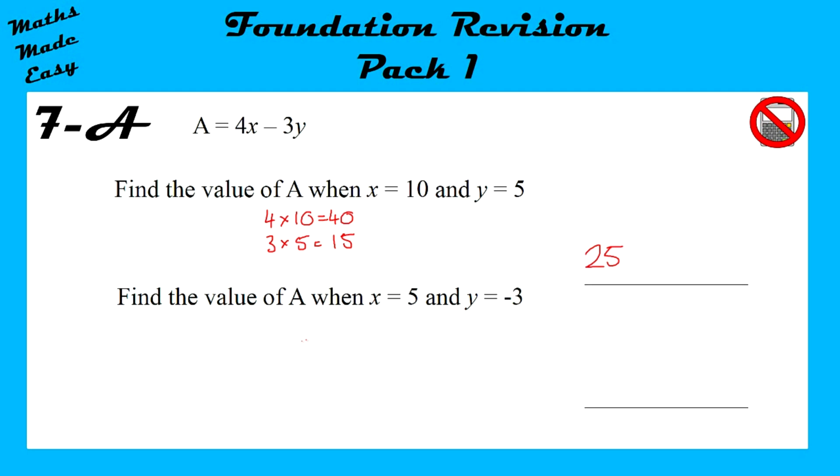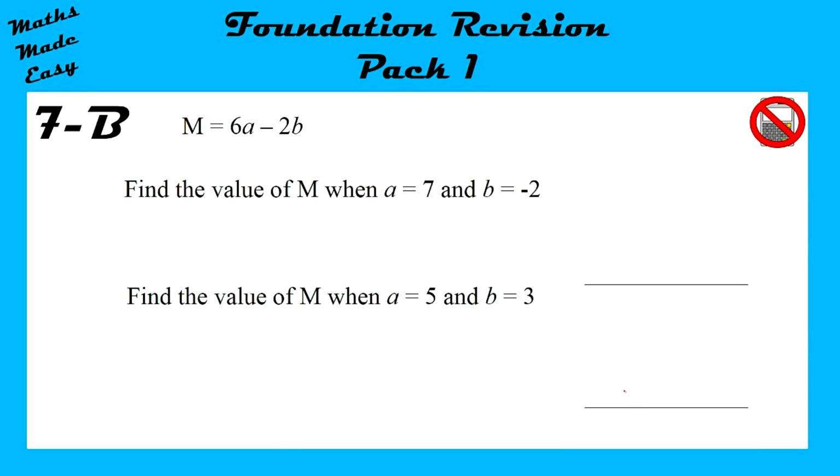To find the value of a this time when x is 5, I'm going to do 4 times 5, which is 20. And I'm going to do 3 times y. Now y is negative 3, and that gives me negative 9. And 20 take away negative 9 gives me a value of a of 29.